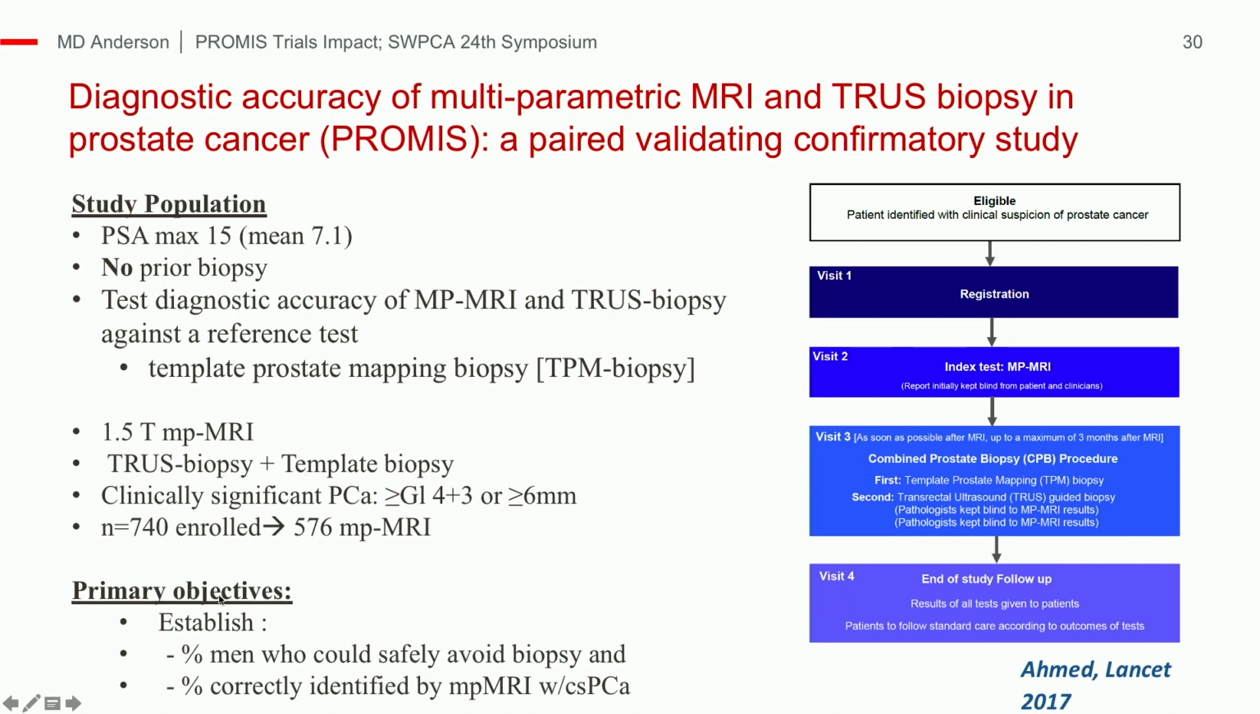And clinically significant cancers were here. The primary objectives were to establish which men could safely avoid prostate biopsy and to correctly identify on multiparametric MRI whether or not the patient had prostate cancer.